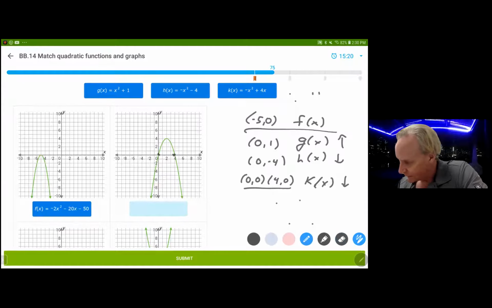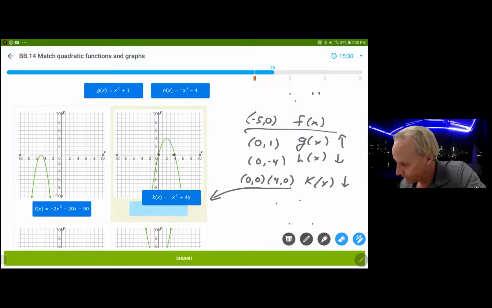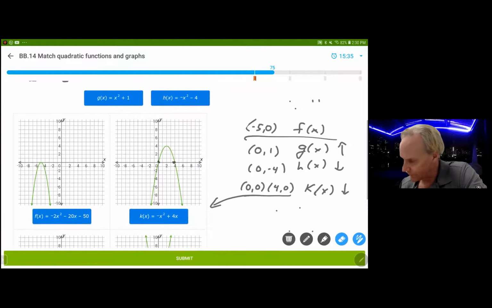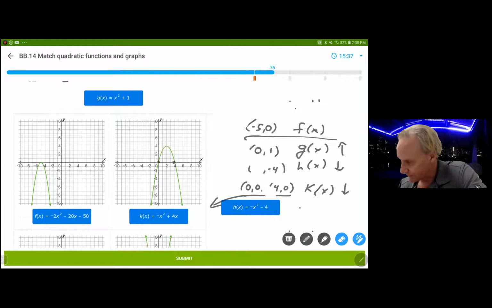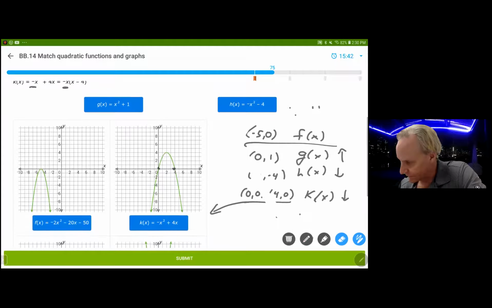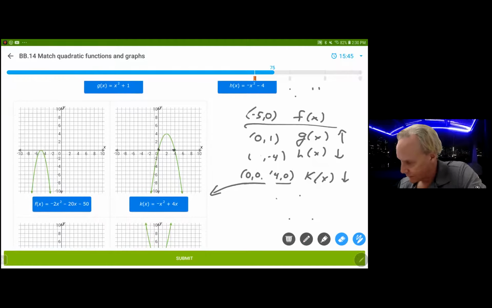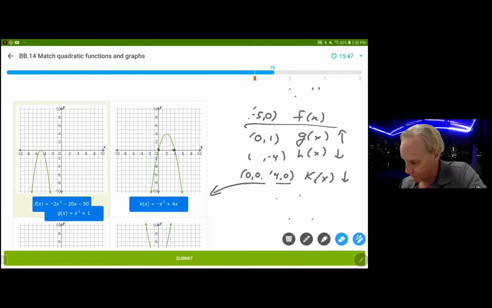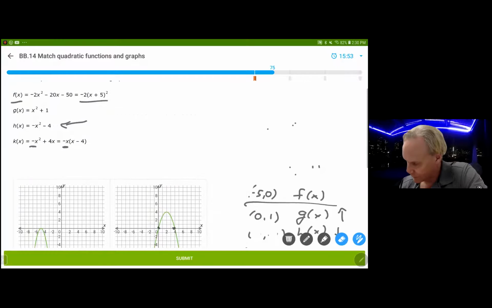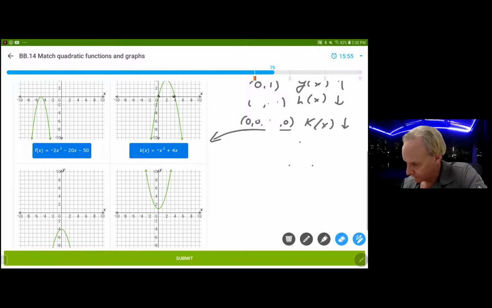Let's see. This one is my (0, 0), my (4, 0). So this is my k of x, which is right here. And then we've got, oh, it's hard to mess with these. Does it let me? It doesn't let me put it over there. Let's see. It's hard to work with this. Okay, so the negative x squared minus 4. Let's just stick it in right there for now, and then we'll fix it in a minute if we need to. Oh, come on. Get up. Don't want to hit the submit by accident.